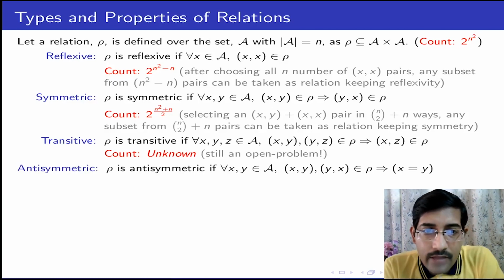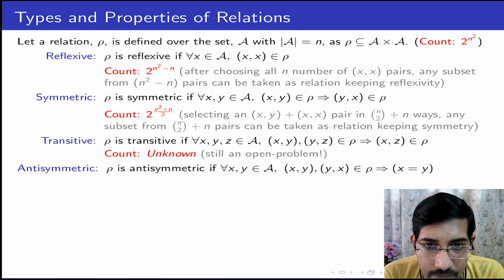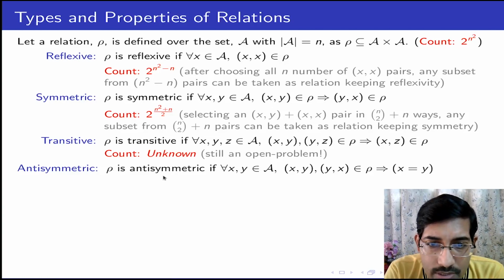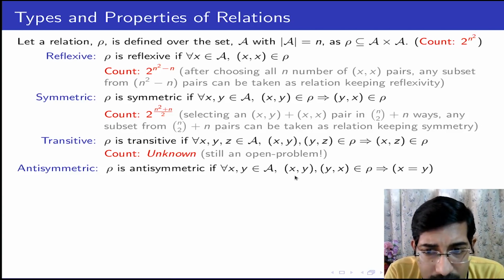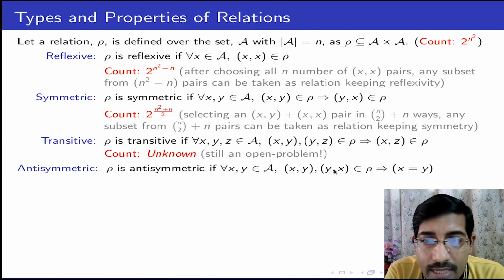There is another type of relation which we call antisymmetric. A relation rho is said to be antisymmetric if for all x, y, two different elements in set A, if xy is inside that relation and yx is inside that relation, then x must be equal to y. So what does it mean? It means that either you take xx, or you cannot take two different elements inside the relation, because whenever you take two different elements inside the relation and relate them the other way also, then it must be the case that x and y are the same.